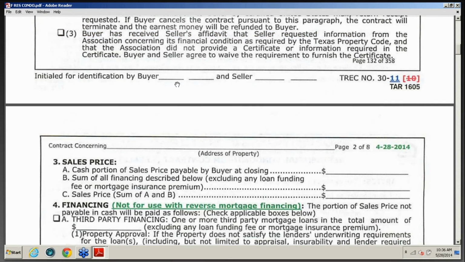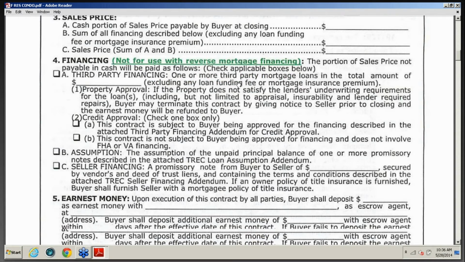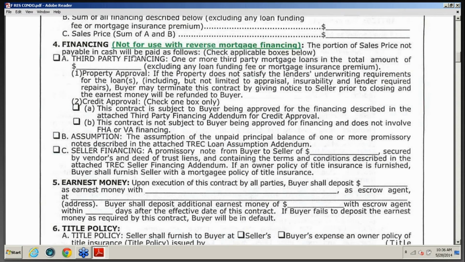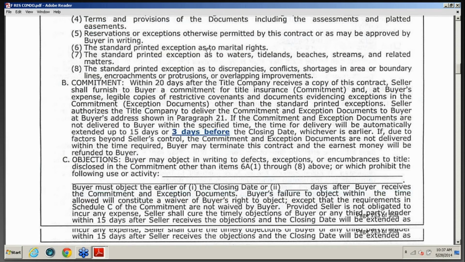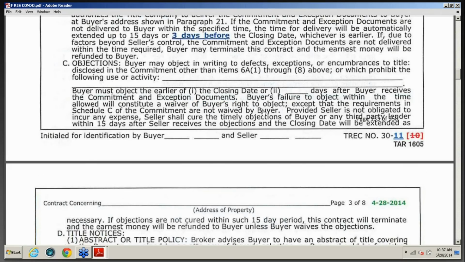And then again, financing, we have not for use with the reverse mortgage. And understand, when we say that, we're talking about the third-party financing addendum is not for use with the reverse mortgage. There is another addendum to be used with that. Again, they give you 3 days before closing to get the title commitment if you don't get it within that 20 days.